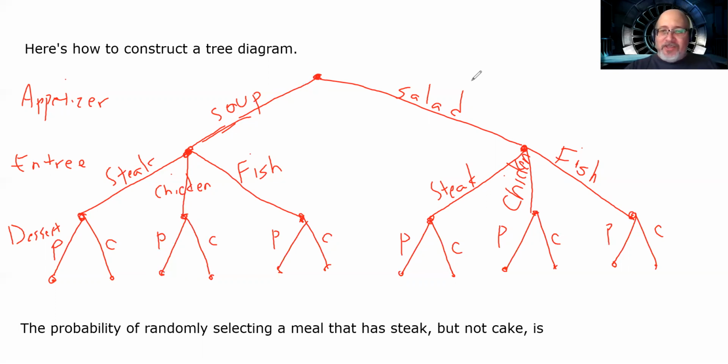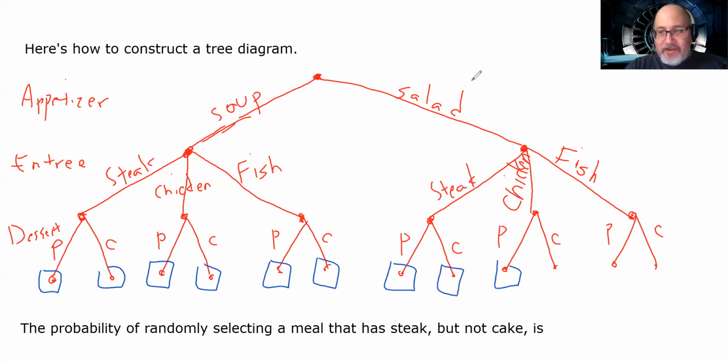What does this branch represent? Start at the root, trace it out. Salad, steak, cake. And if you'll notice, there are 1, 2, 3, 4, 5, 6, 7, 8, 9, 10, 11, 12 branches at the end, which is in agreement with the fundamental counting principle that said there were going to be 12 possible ways to choose meals. Each branch is a unique meal.